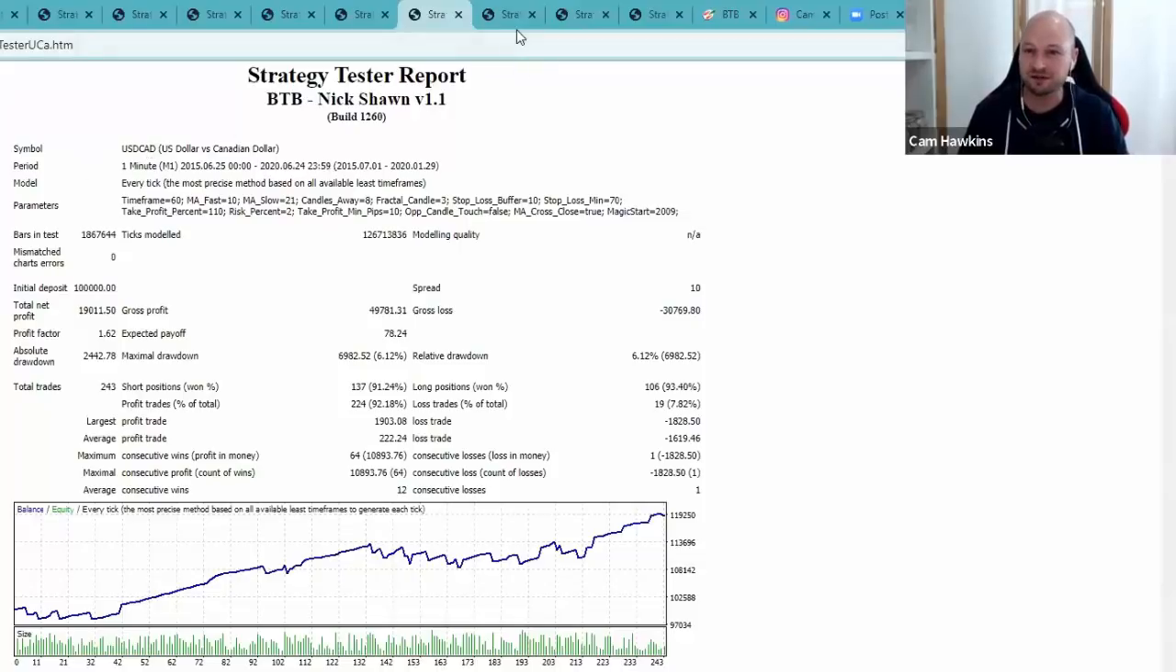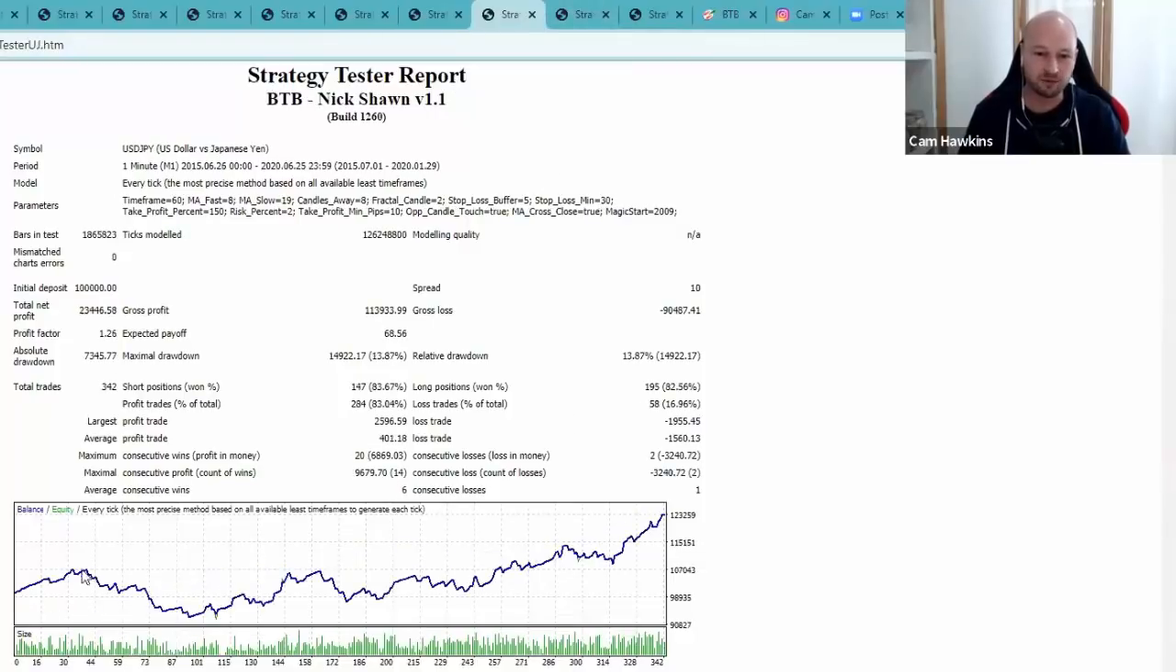Okay, so I only tested like 5 pairs. I didn't even go through the whole raft of pairs. I did what you said, and tested 5 pairs, and that's only the 60 minute time frame. This one here, okay, yeah, we had a bit of drawdown here at the start. So you can see that that's 13%. Profit factor wasn't so great.